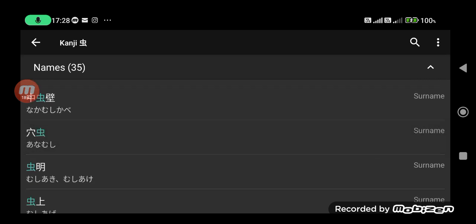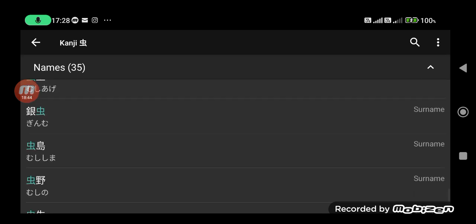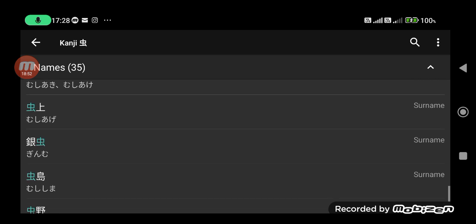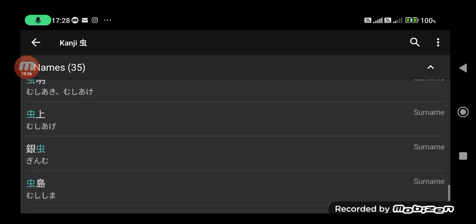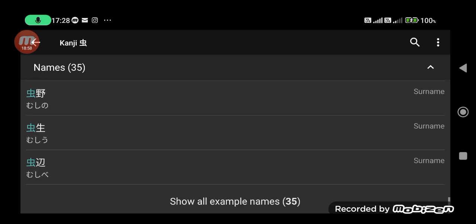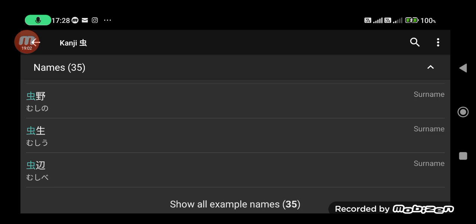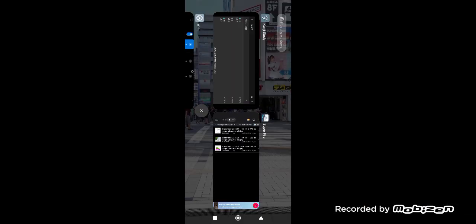Okay, for other names, minasan, please just screenshot those. Please just screenshot the other proper nouns and names here, just like here, anamushi. And before we end this lesson, I would like to show you something, minasan.